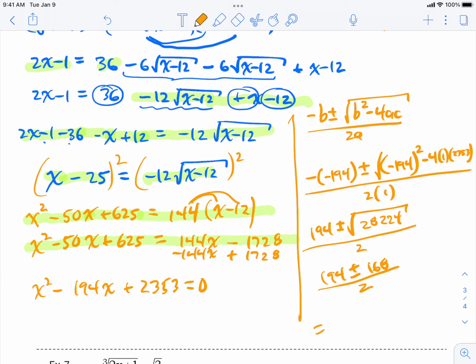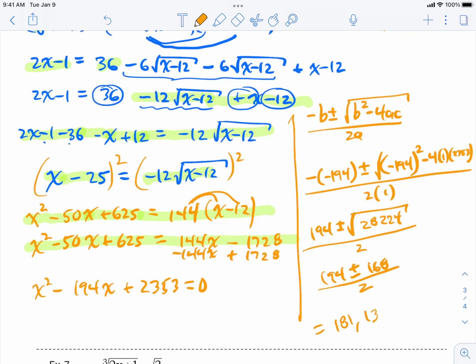So our two solutions are, let's see now, 194 plus 168 is 362, and when I divide by 2, I end up with 181 as one of my candidate solutions. And then the other one, 194 minus 168 equals 26, and when you divide by 2, you get 13. Wow. Okay, so two candidate solutions, 181 and 13.